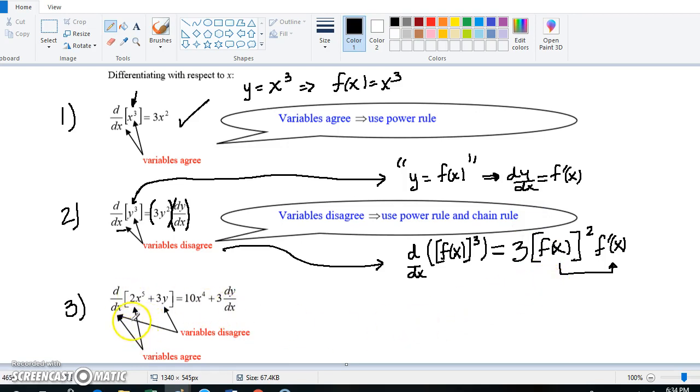Okay, last one. We have two pieces of a function added together, two terms. In the first term, the variable x matches with respect to x. In the second, we have a y variable. It does not match. So we have to take the derivative in two parts. We're going to take the derivative of 2x to the fifth, getting 10x to the fourth. But the derivative of 3y will be just 3 times the derivative of y with respect to x.